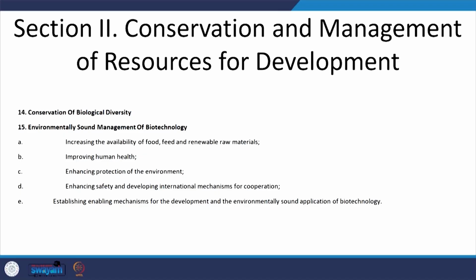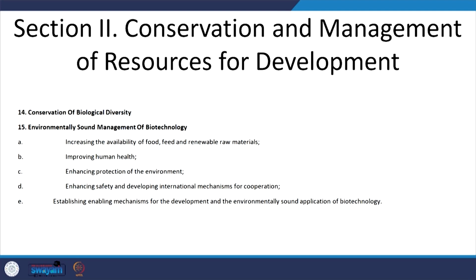Next is conservation of biological diversity and environmentally sound management of biotechnology. Now, biotechnology was identified as one of the very important technologies in the coming times. This is 3 decades back. For increasing the availability of food, feed and renewable raw materials, improving human health, enhancing protection of the environment, enhancing safety and developing international mechanisms for cooperation, biotechnology was identified as a very significant field, and it still continues to be so.